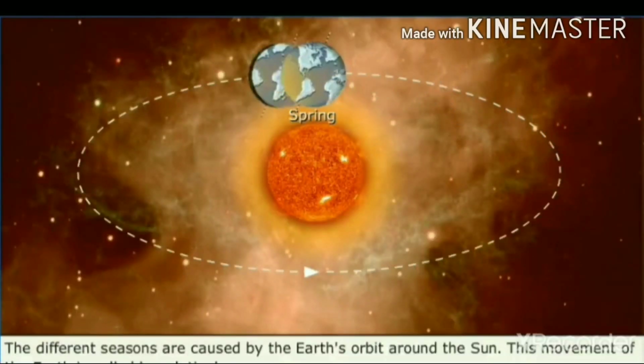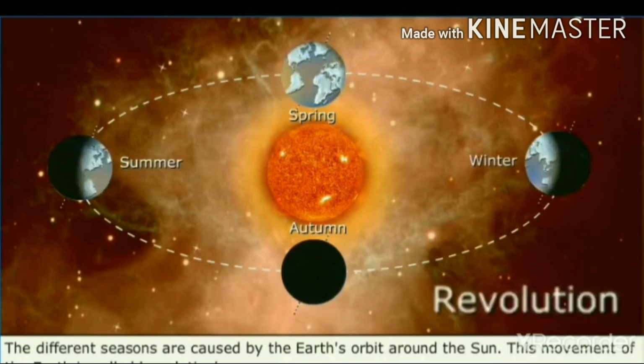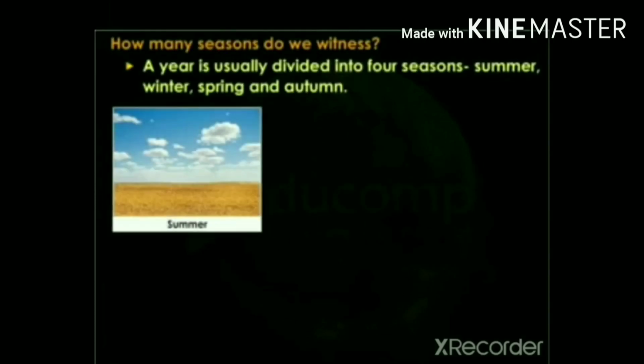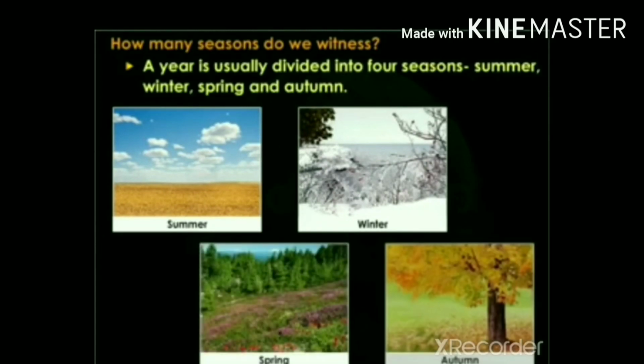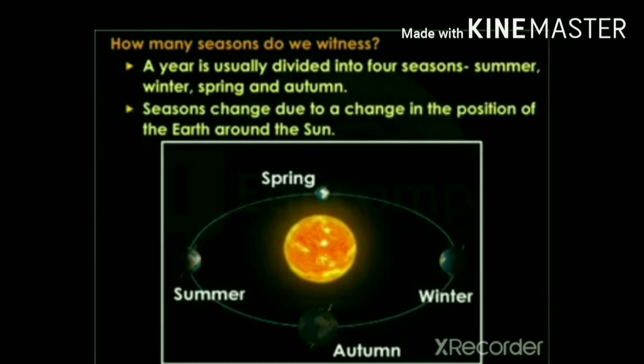Let's move on to our next topic, seasons. The different seasons are caused by the Earth's orbit around the sun. How many seasons do we witness? There are 4 seasons in a year, that are summer, winter, spring and autumn. Seasons change due to the change in the position of the earth around the sun.